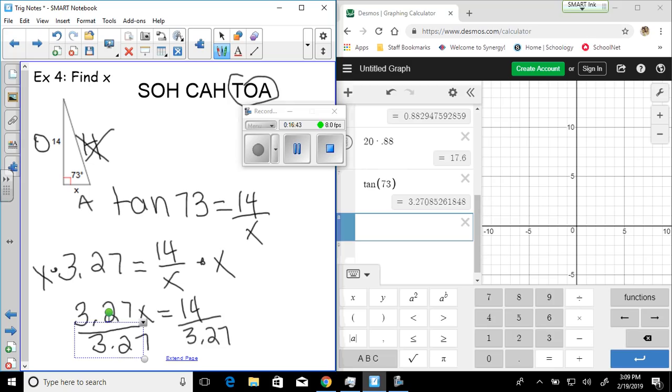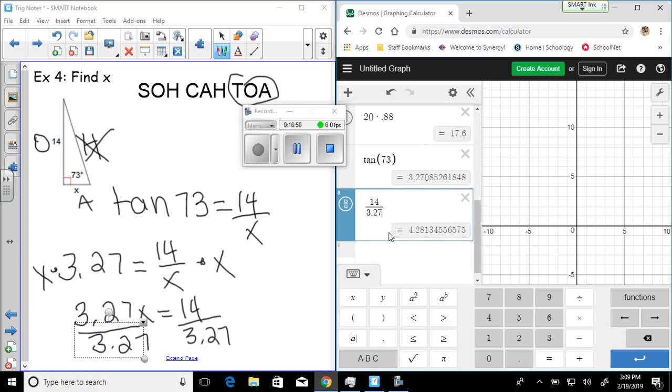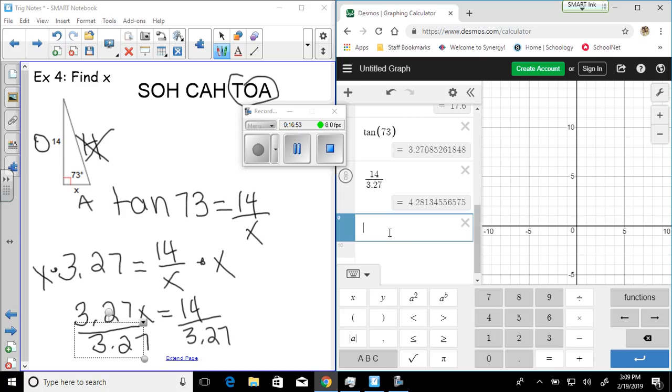And now once we do that, we can put those values into the Desmos calculator. So we can do 14 divided by 3.27, and we get about 4.3. So then we know that x is equal to 4.3. Okay, so it does make a difference a little if x is in the numerator or denominator, and we'll just go ahead and solve it accordingly. And we have one more example.